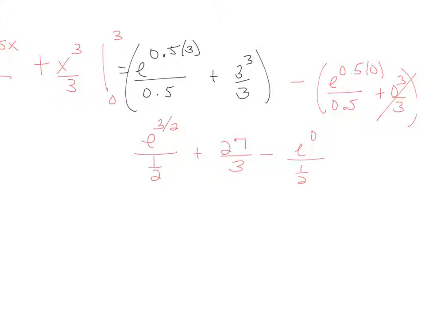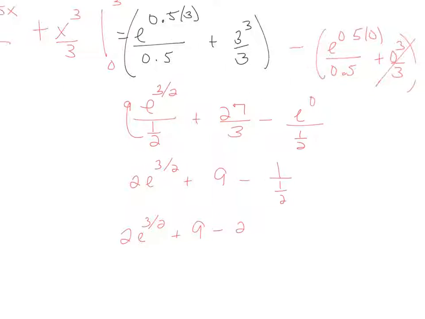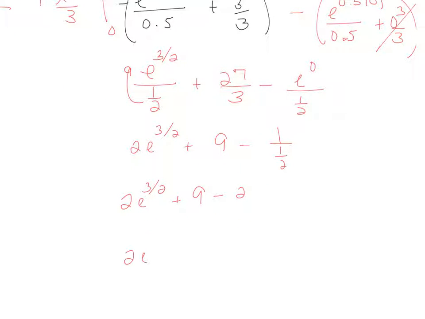Alright, so cleaning this up a bit, keep change flip. This becomes 2 e to the 3 over 2. This becomes 9. This becomes 1 over 1/2. Now 1 over 1/2 is 2, because keep change flip again. So I have 2 e to the 3 over 2 plus 7 as my answer.